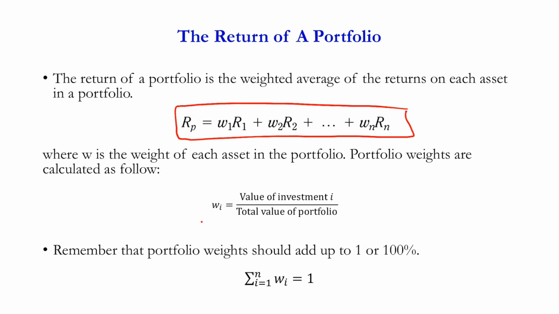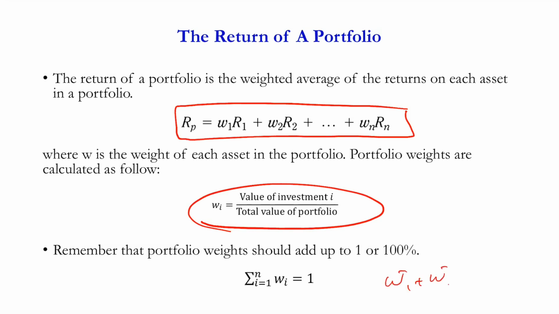To calculate the weight for each asset, we need to divide the value of investment by the total value of the portfolio. And remember that the weights of all investments in a portfolio should add up to 1. So let's say we have 3 investments in a portfolio. W1 plus W2 plus W3 should add up to 1. So the weights on the 3 different assets that we have in a portfolio should add up to 1.